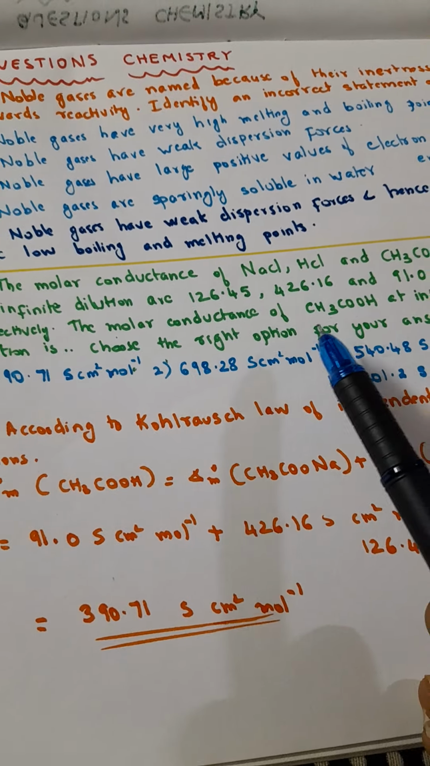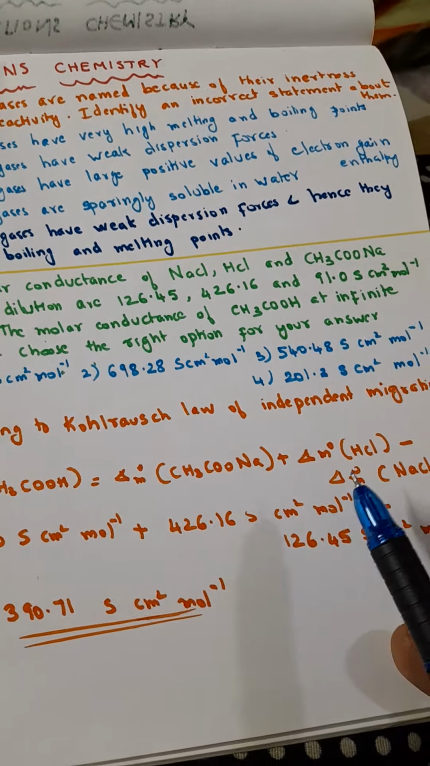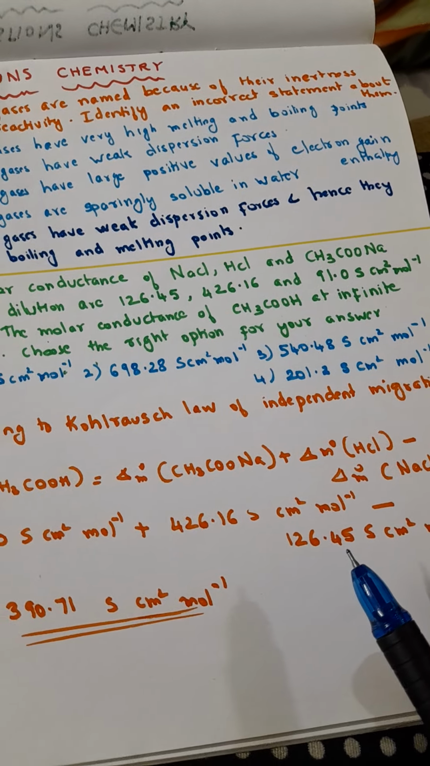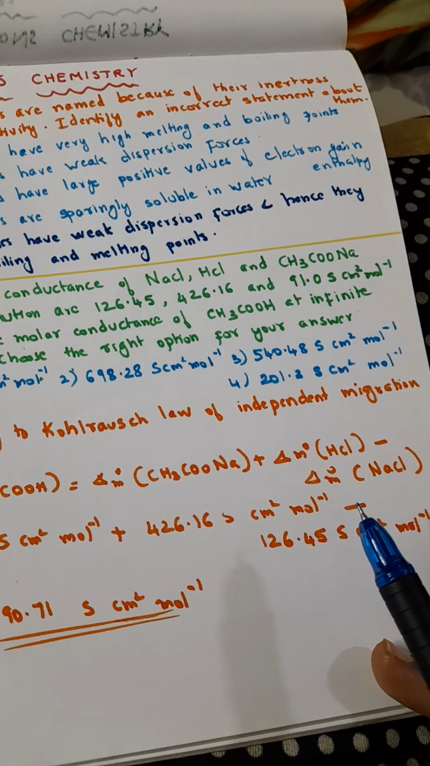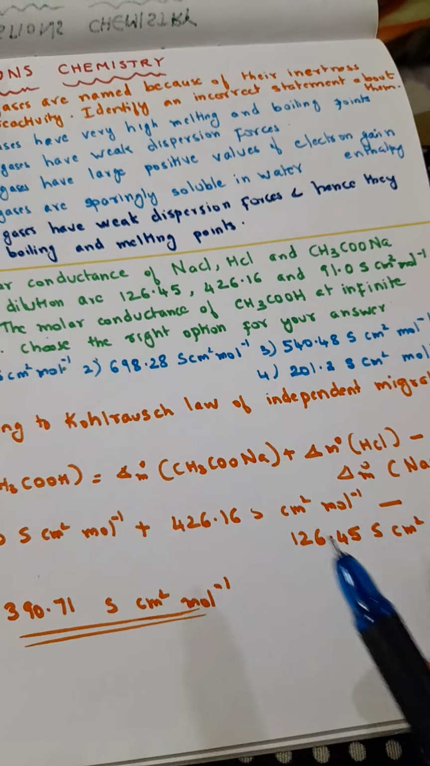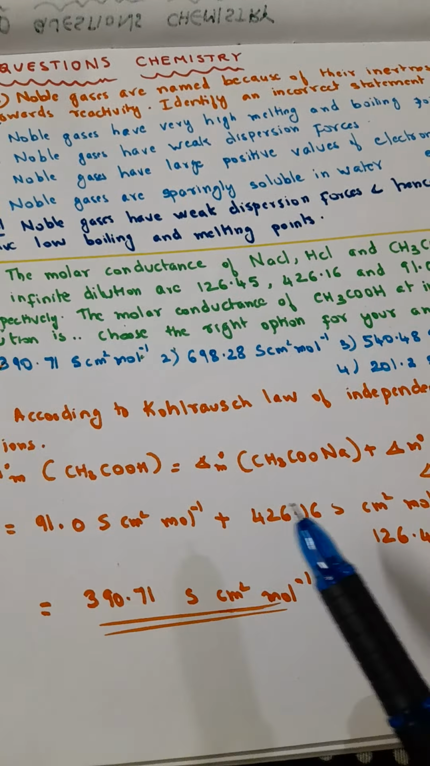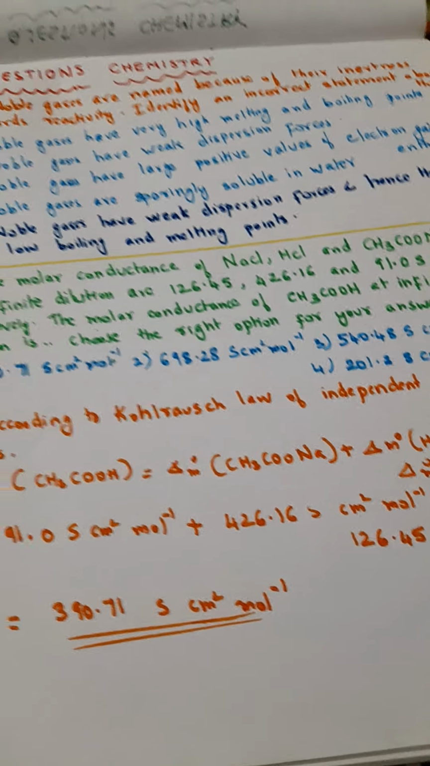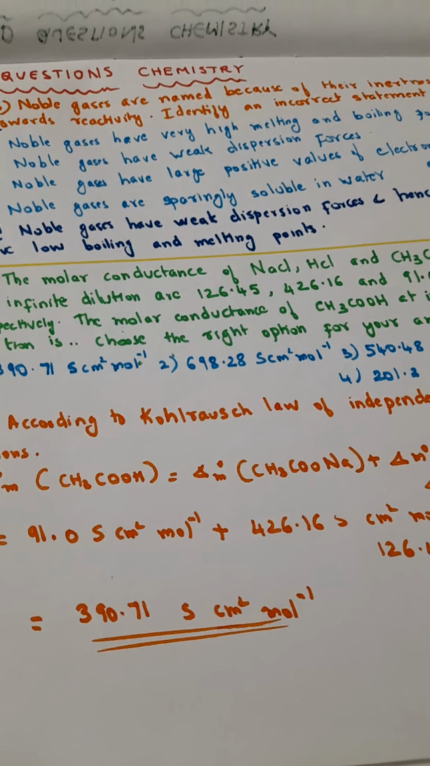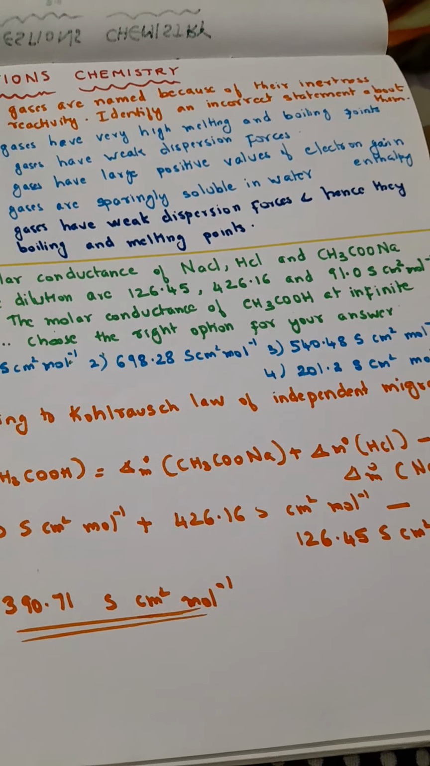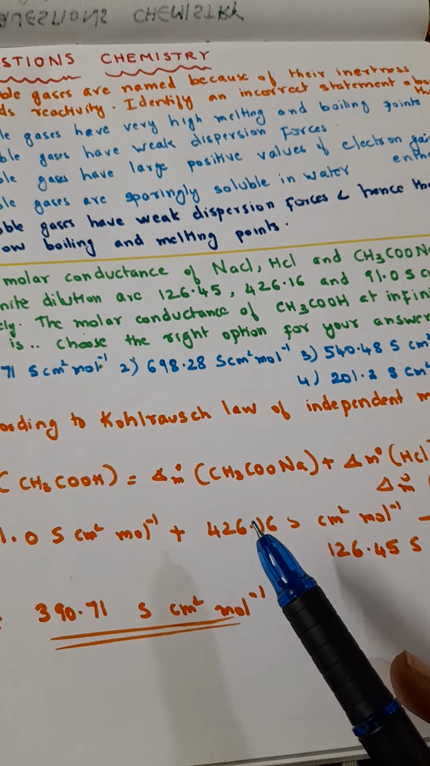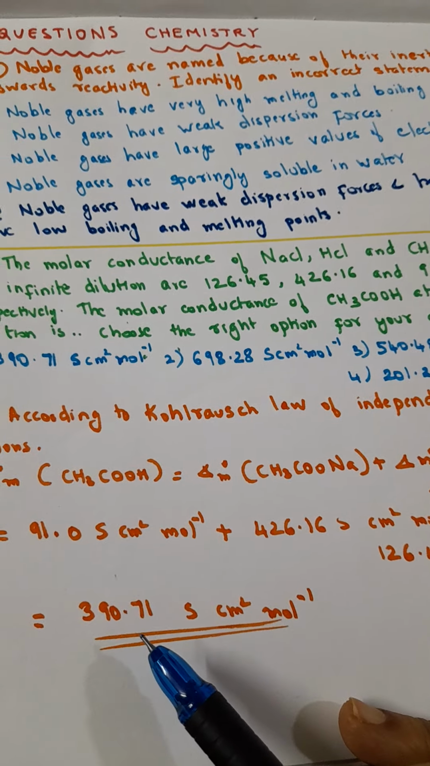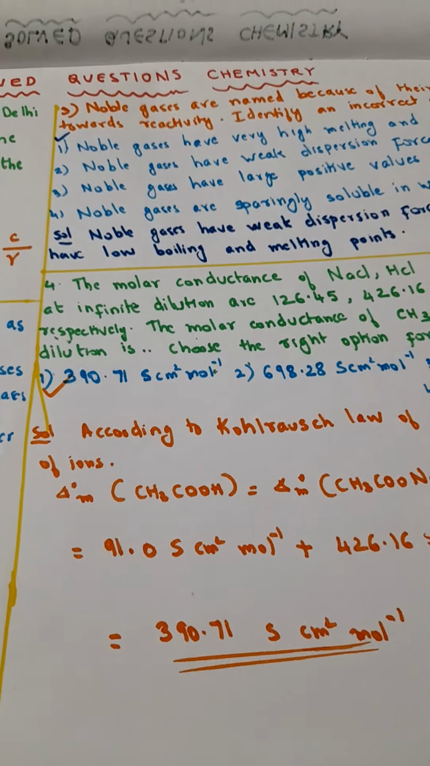So, what you can write? 91 plus 426.16 minus 126.45. Okay. That of NaCl you have to write after the minus sign. So, you add these two values, then from the total you subtract 126.45. Do not make any calculation errors, because if you make calculation errors, your answers will go wrong, because these are all such easy questions. Easily you can score 4 marks for such questions. You will get a final answer as 390.71, which is option number 1.